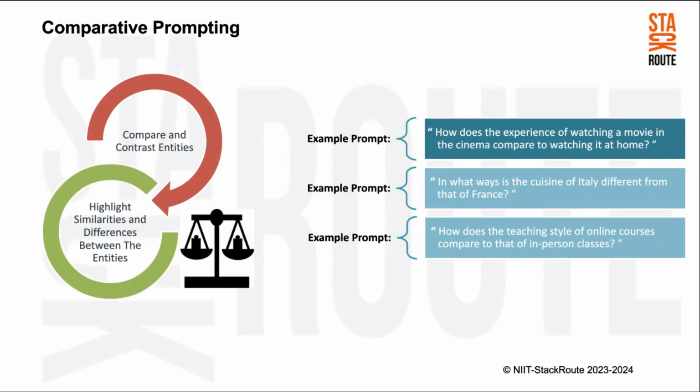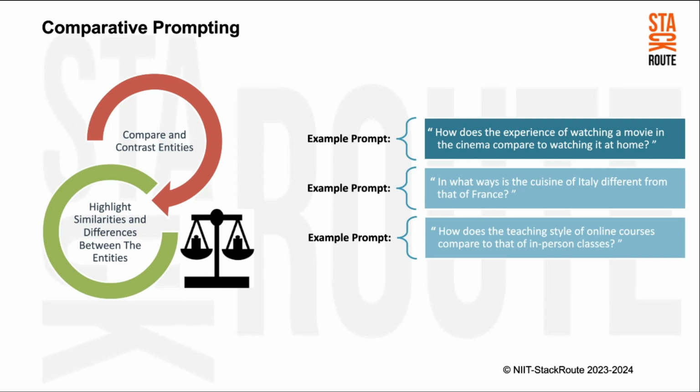Comparative prompting in ChatGPT involves providing a prompt that asks the model to compare and contrast two or more entities or concepts. The goal is to generate a response that highlights similarities and differences between the entities or the concepts and to provide insights or explanations based on those comparisons.